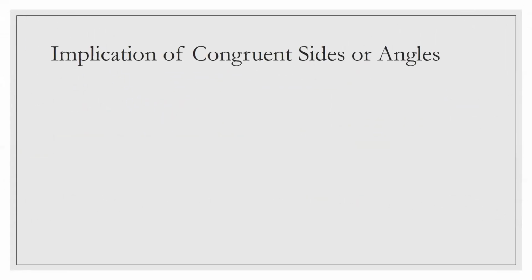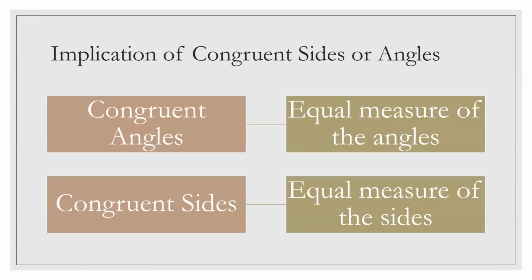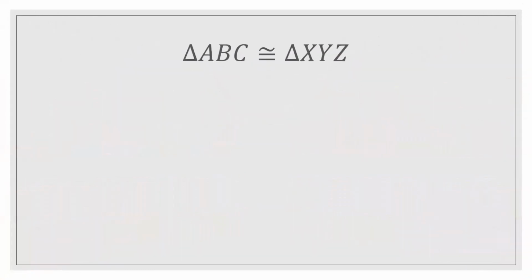The other implication is that if there are congruent sides and congruent angles, there would be an equal measure for the angles and an equal measure for the sides. So if you have congruent angles, the conclusion is that the angles have equal measures. If two sides are congruent, that implies that the measures are the same. So here is an example.